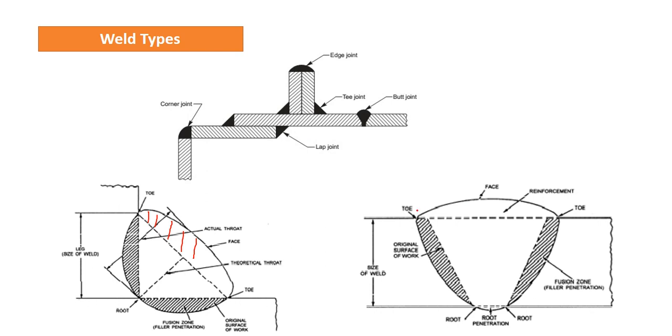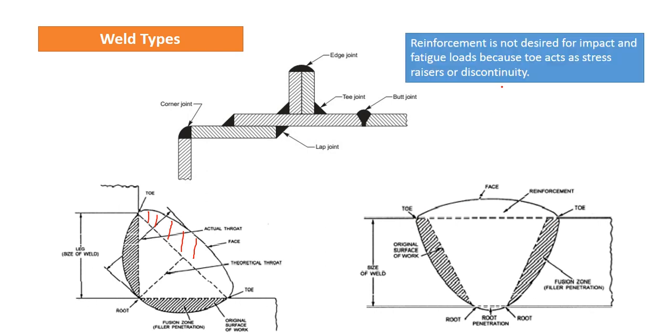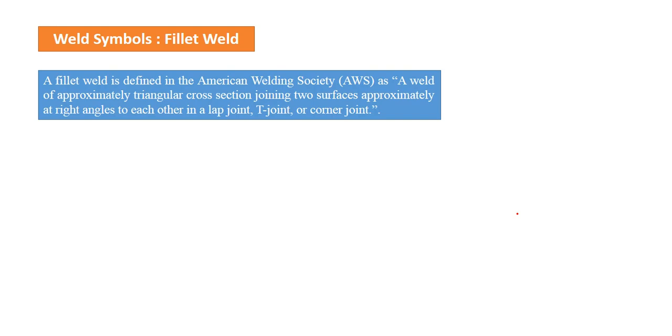This particular point is known as the toe. This toe is not desirable under fatigue and impact load because it acts as a stress concentration. We have to flush this surface or grind it to make the surface smooth. We have to remove this extra material if we use the welded joint for fatigue or impact load. The symbols play an important role for fillet weld as well as groove weld.